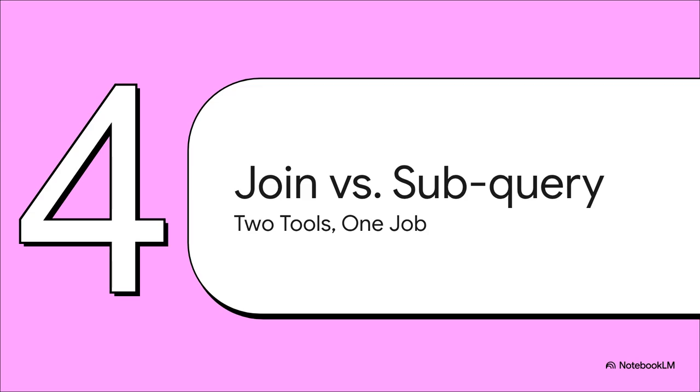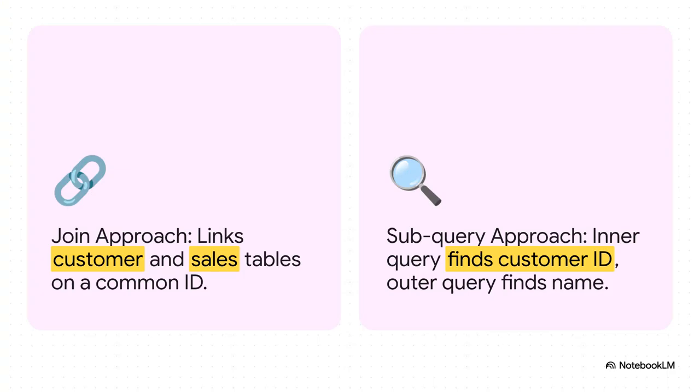Well, here's what's interesting. Sometimes you can actually use either. So let's put them head to head and see how they both solve the exact same problem. Check this out. On the left, you've got the join, linking the 2 tables to find the customer name for a specific sale ID. Classic approach.